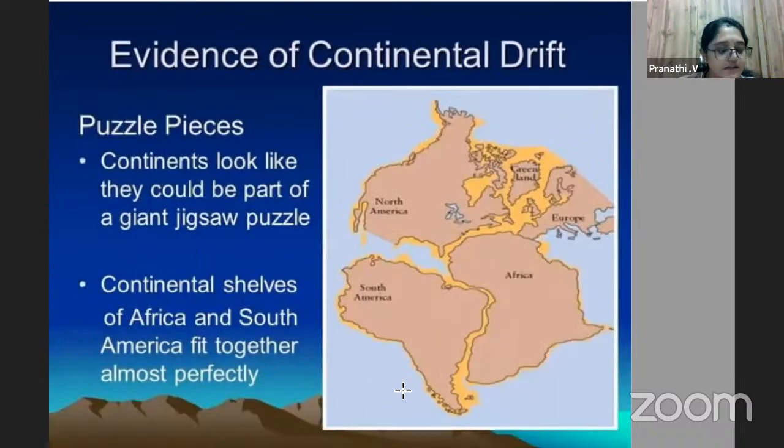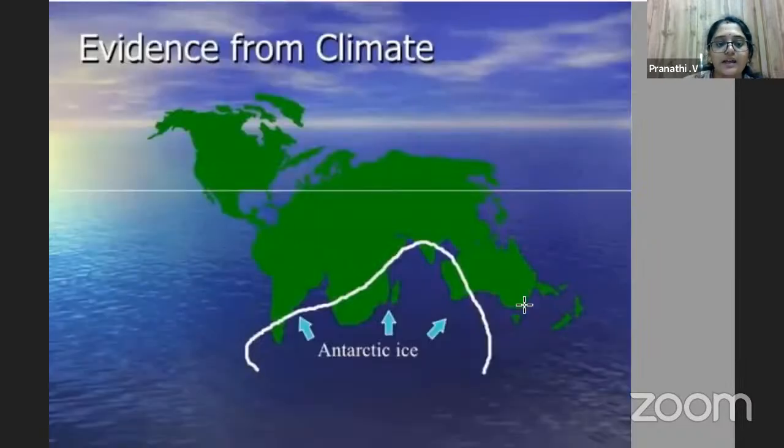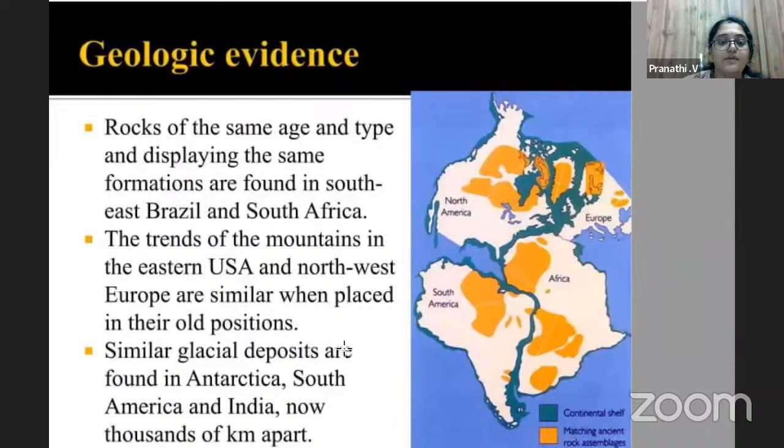Now, what are the evidences of continental drift? You can see that the shelves of Africa and South America, when you imagine them getting closer, fit perfectly with each other like puzzle pieces. You have the same age rocks present in both Southeast Brazil and South Africa. Eastern USA and Northwest Europe show similar positions if you join them together. Similarly, you have different kinds of glacial deposits present in Antarctica and India, which are actually very far away from each other.